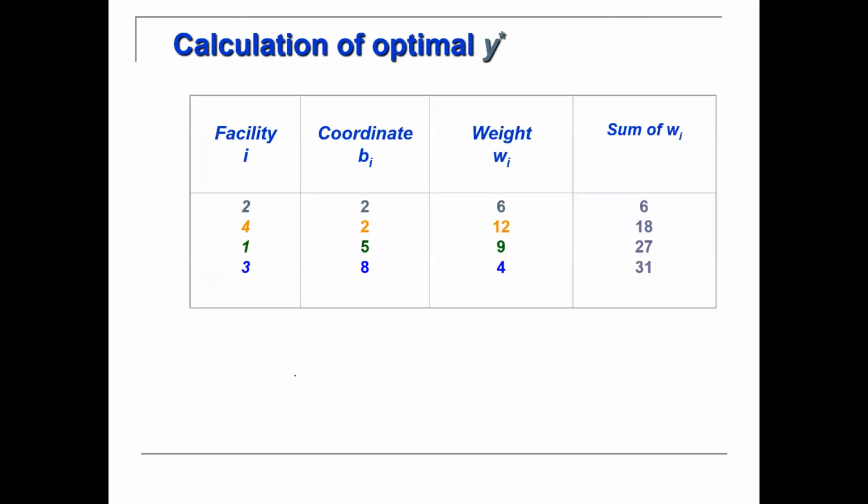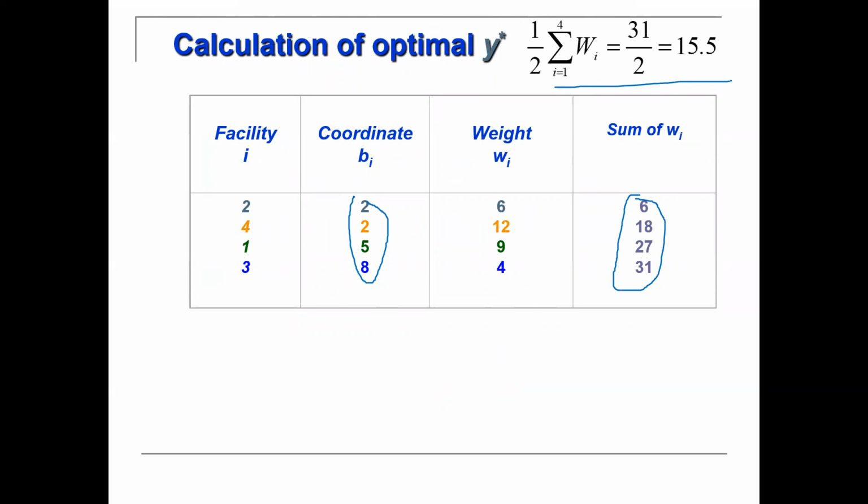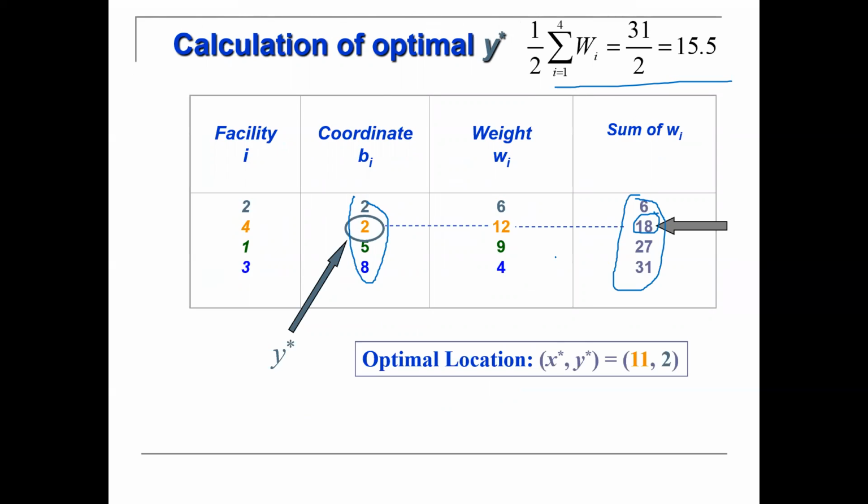Calculation of the optimal Y star, same process. We arrange them in terms of B_i's. We do the sum of the weights. And then we compute this value, which is again 15.5. So if we look at the sum of the weights, the one that is greater or equal to this number, 1/2 the summation of the W's, is this number, 18. So what that means is that the location of the facility in terms of Y is going to be equal to 2. Okay. So the optimal location is 11 and 2.